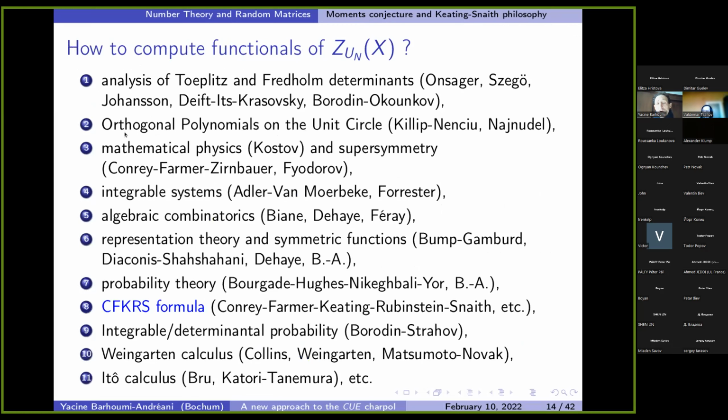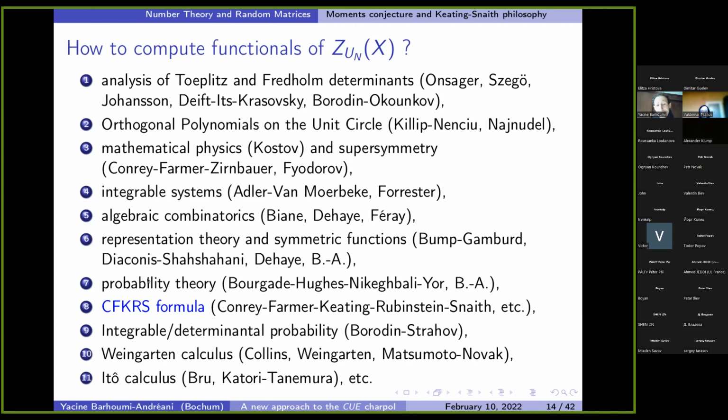You can use orthogonal polynomials on the unit circle exactly for the same reasons, because Toeplitz determinants can be expressed as products of norms of orthogonal polynomials. You can use mathematical physics, supersymmetry, integrable systems. This is more or less the same techniques. Algebraic combinatorics, representation theory and symmetric functions. So this is where I am more or less.